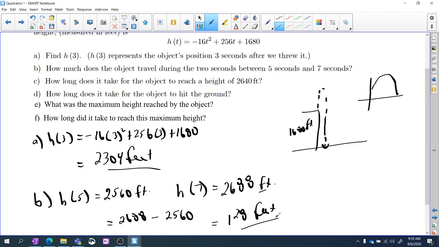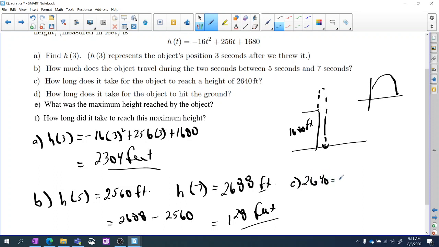Part C, how long does it take for the object to reach a height of 2,640 feet? So this time they're telling me the height, which should be the left side. The left side of this equation represents the height of the object at any time t. So to do part C, they want us to solve this equation.